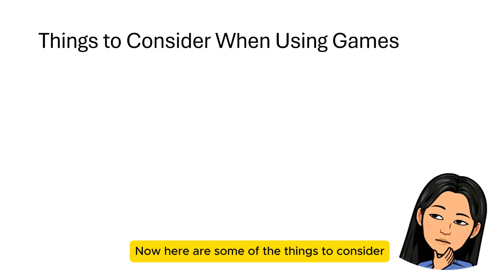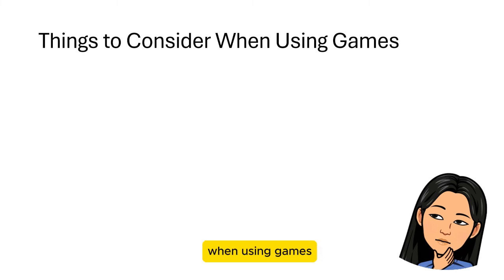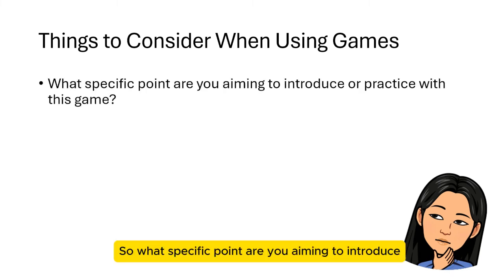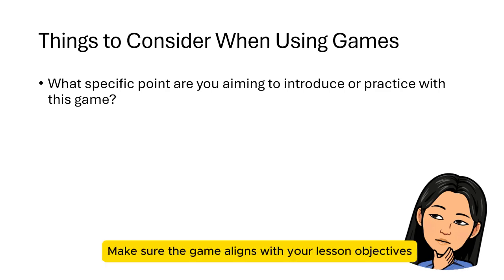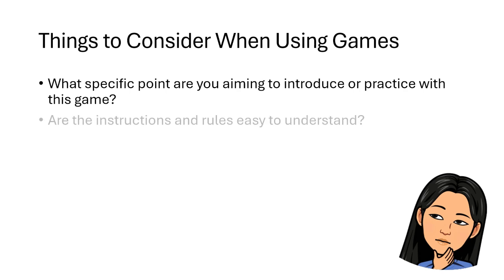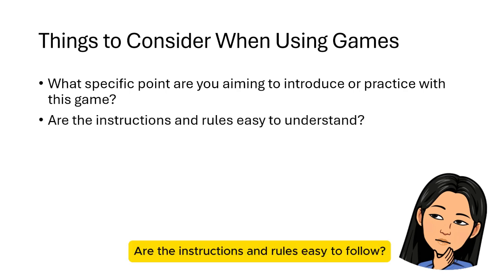Now, here are some of the things to consider when using games, and ask these questions to yourself. So, what specific point are you aiming to introduce or practice with this game? Make sure the game aligns with your lesson objectives, whether it's grammar, vocabulary, or communication skills. Are the instructions and rules easy to follow? You may want to provide clear, simple instructions to avoid confusion and keep students focused on the activity.